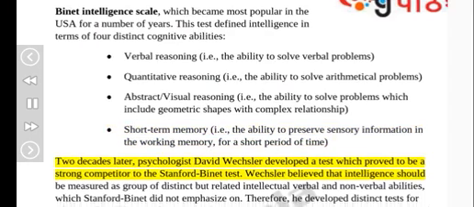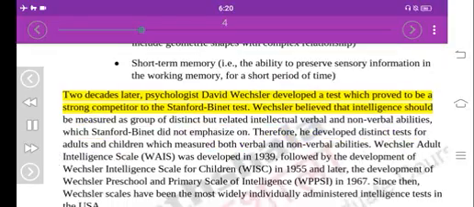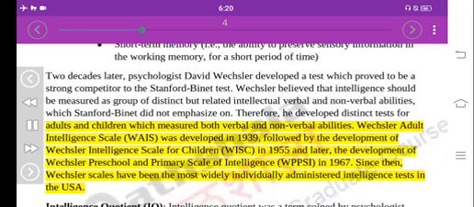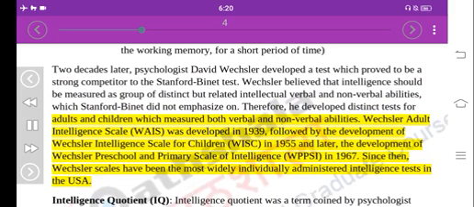2 decades later, psychologist David Wechsler developed a test which proved to be a strong competitor to the Stanford-Binet test. Wechsler believed that intelligence should be measured as a group of distinct but related intellectual verbal and non-verbal abilities, which Stanford-Binet did not emphasize. Therefore, he developed distinct tests for adults and children which measured both verbal and non-verbal abilities. The Wechsler Adult Intelligence Scale (WAIS) was developed in 1939, followed by the Wechsler Intelligence Scale for Children (WISC) in 1955 and later, the Wechsler Preschool and Primary Scale of Intelligence (WPPSI) in 1967. Since then, Wechsler scales have been the most widely individually administered intelligence tests in the USA.